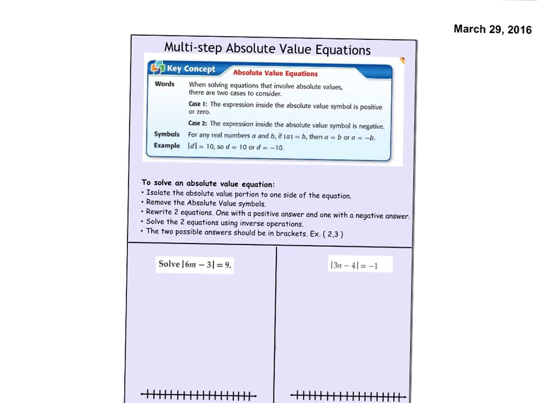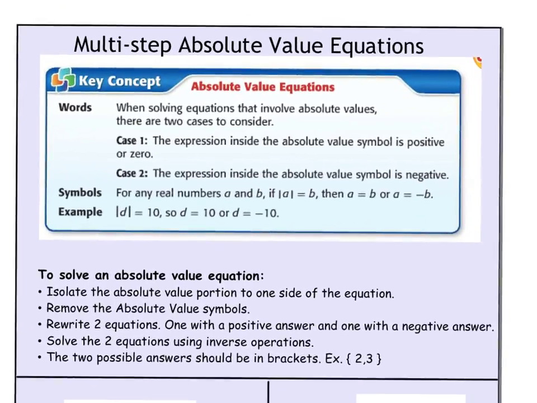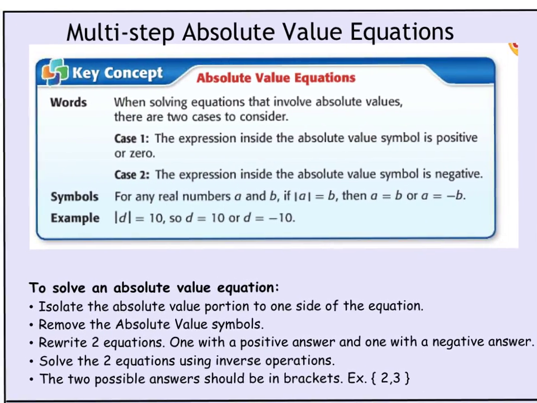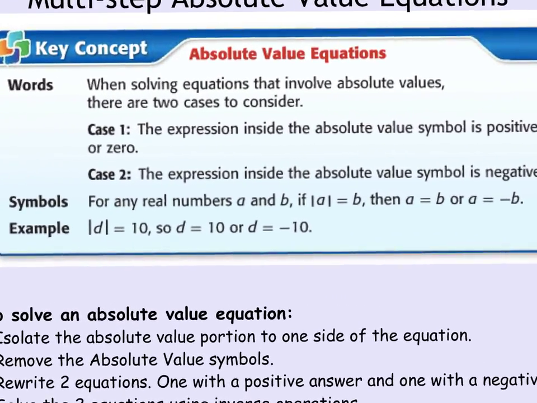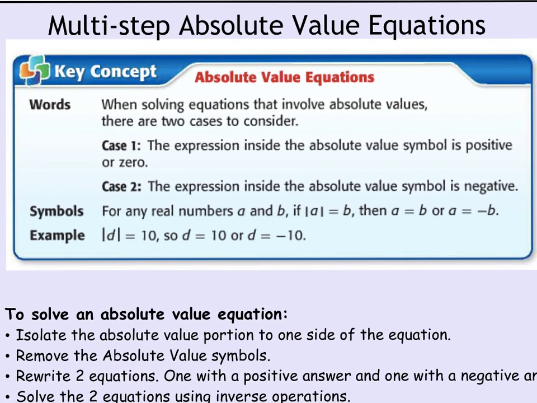All right, multi-step absolute value equations. So it's a key concept here to look at. When solving equations that involve absolute values, there are 2 cases to consider. So again, we already talked about this. Case 1 is that it's going to be positive. Case 2 is that it's negative.